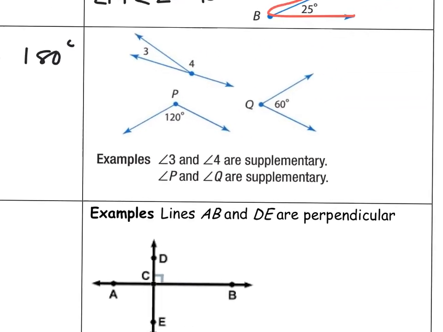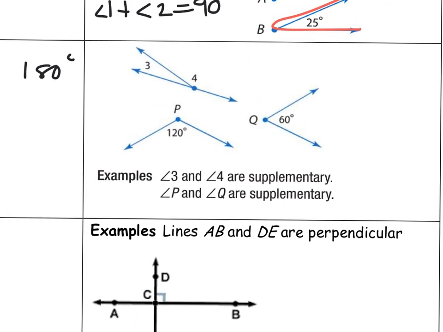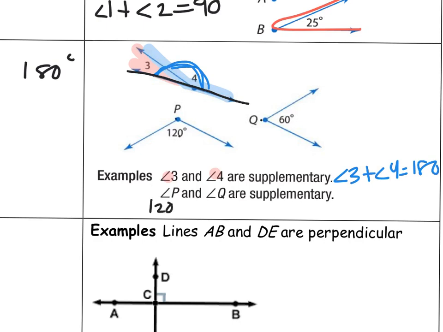All right, so if we look at all these examples, this first example says angle 3 and angle 4. That's here. That's 3. That's 4. Together, those two angles, 3 and 4, will make a straight line, right? So we could write angle 3 plus angle 4 equals 180 because of this straight line they create. All right, and then we have these two angles, P and Q. 120 is P plus 60, that's Q. That equals 180. So those are supplementary.